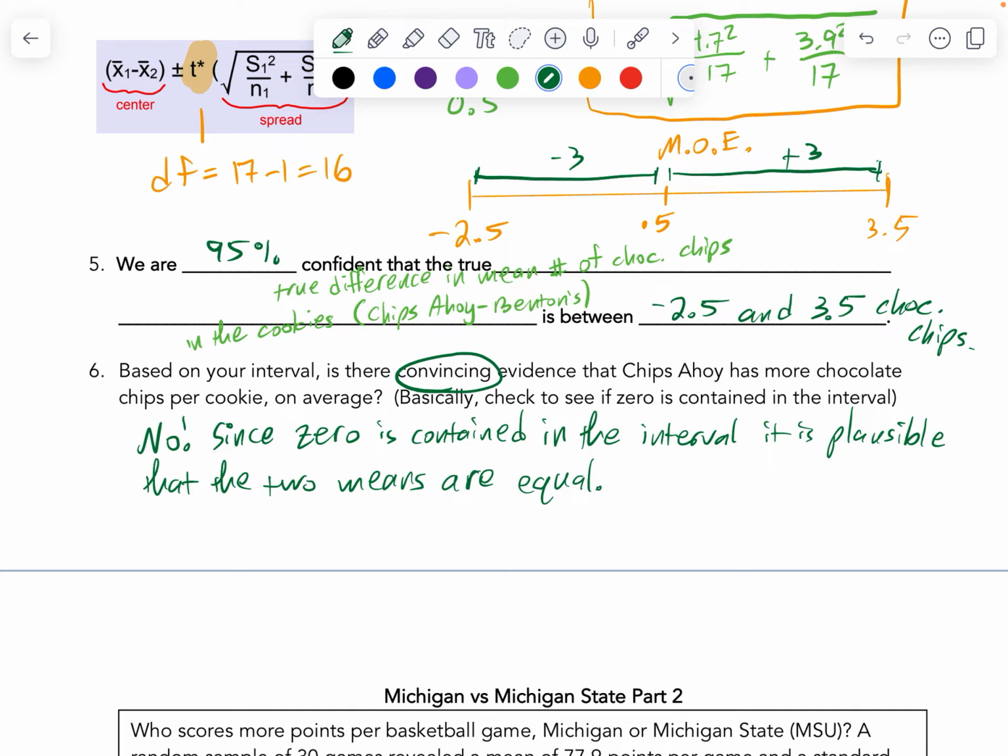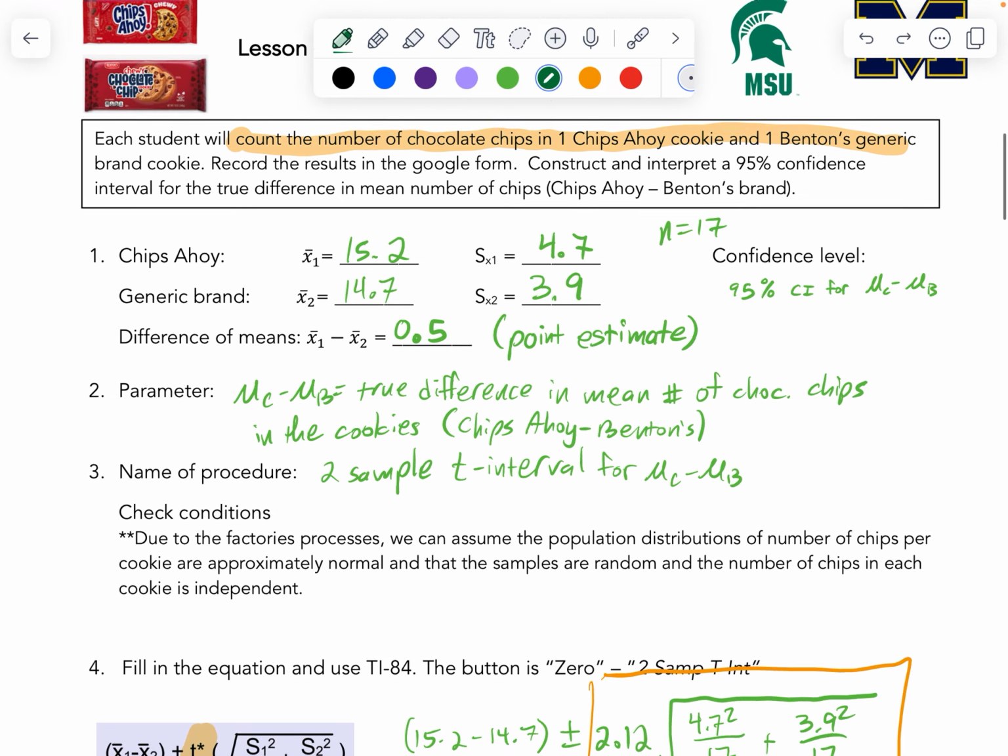So if the entire interval was, say, positive, then this would be yes. But it doesn't. The interval straddles 0. It has positive numbers and negative numbers. All right, so there's our first interval.